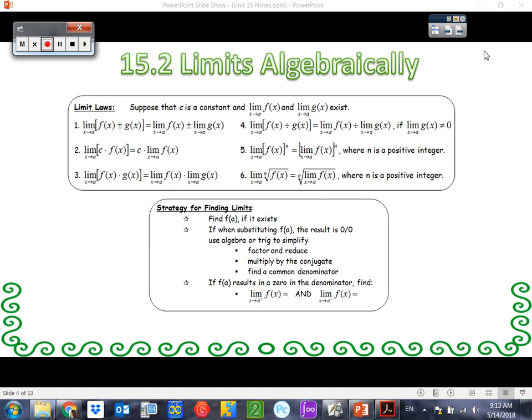Okay guys, let's take a look at today's lesson. So what we're going to be doing today is looking at limits algebraically.